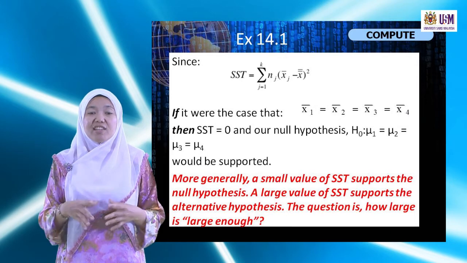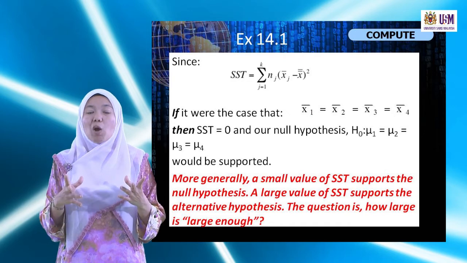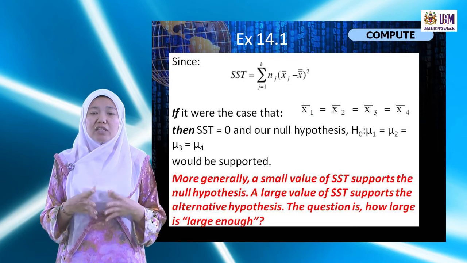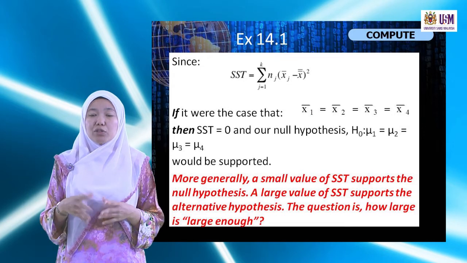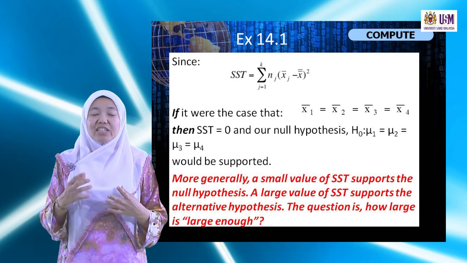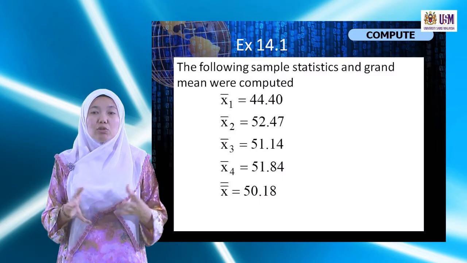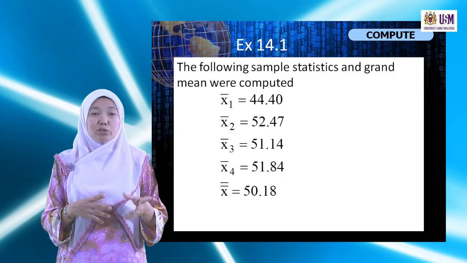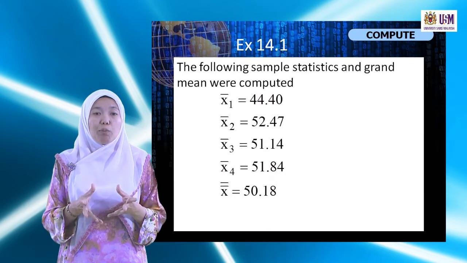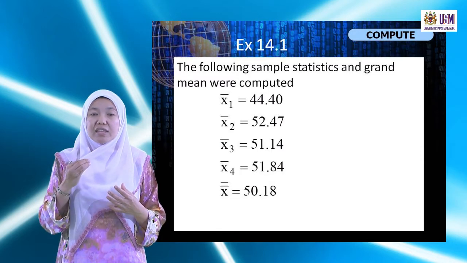More generally, a small value of the sum of squares for treatment, SST, will support the null hypothesis, while a large value of SST will support the alternative hypothesis. So the question now is, you need to decide how large is large enough. When it comes to computation, you simply plug your data into the software and the computer will come up with the output, which you need to make sense of.